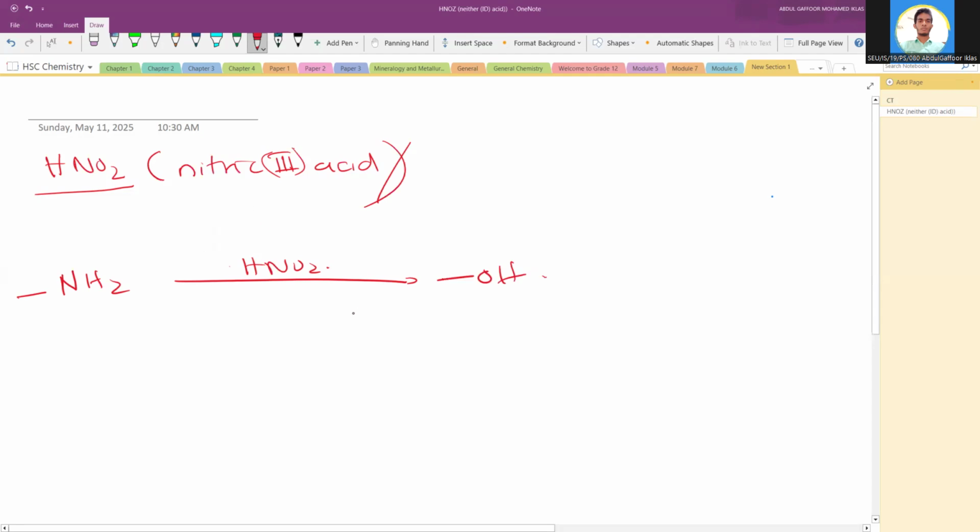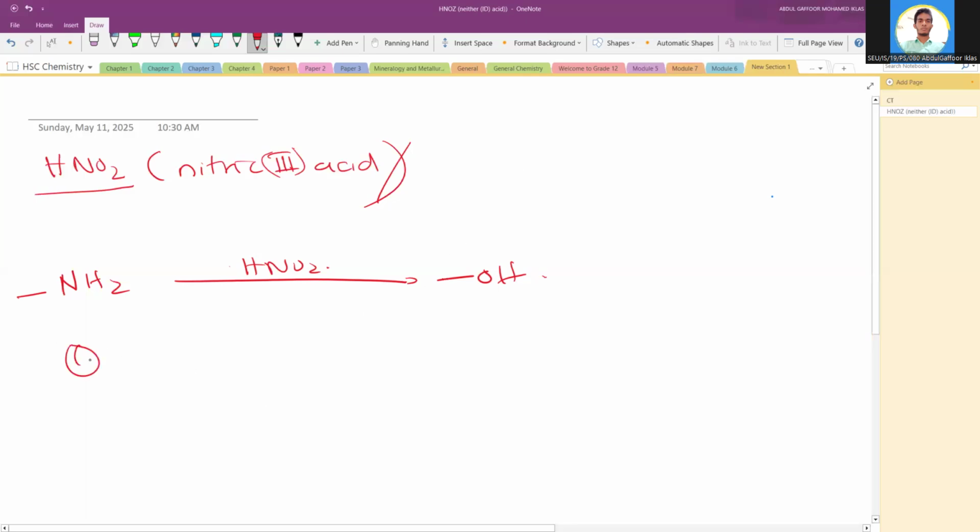For example, it can react with both aliphatic and aromatic compounds, right? Aliphatic means without the involvement of benzene. Aromatic means a benzene ring is present. We already discussed that we can classify organic compounds into aliphatic and aromatic. Aromatic means we have a benzene ring, but in aliphatic compounds, we don't have a benzene ring.